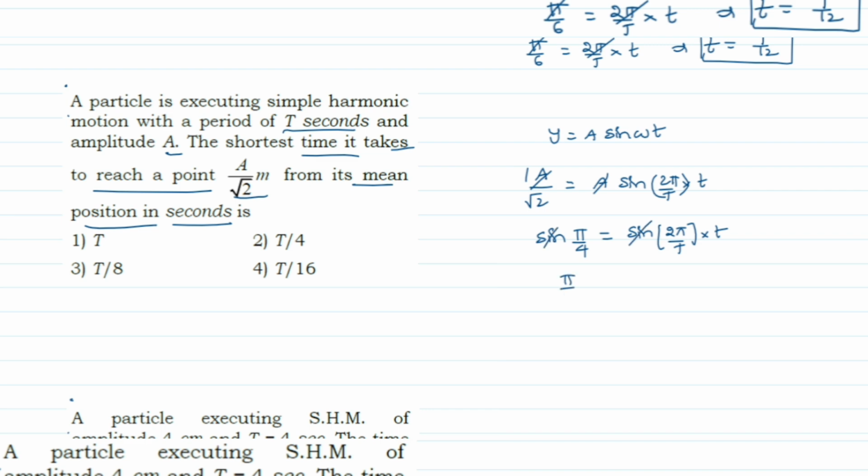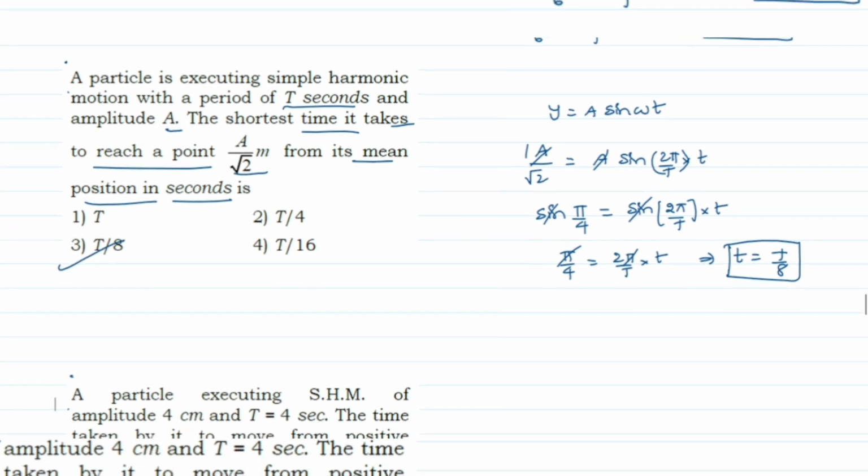This is π/4, which equals 2π/T into t. This π gets cancelled. Then t equals, 2 fours are 8, T/8. So t equals T/8.